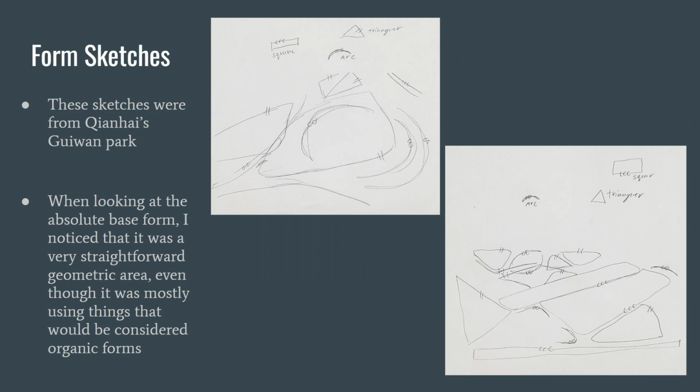So these sketches are from Jianhai Giwon Park. I'm so sorry if I mispronounced that, but these were the form sketches. And when looking at the absolute base form, I noticed that it was very straightforward. There were arcs, there were curves, it was there. Even though most of it was organic material, which would have more of an organic form, the way that the park did their design was making these organic materials into more geometric forms.